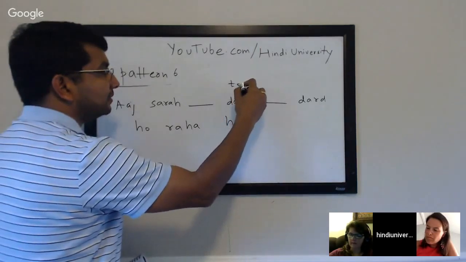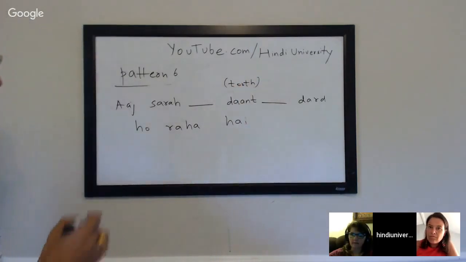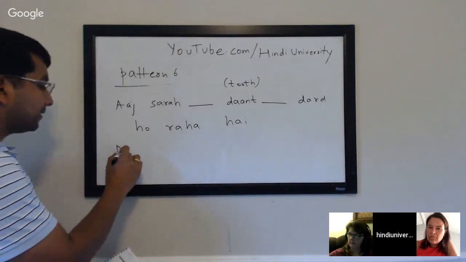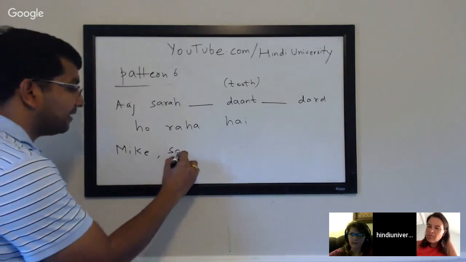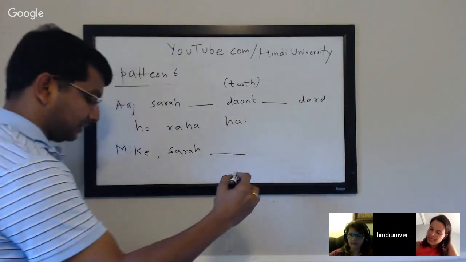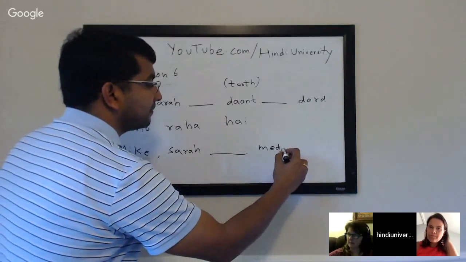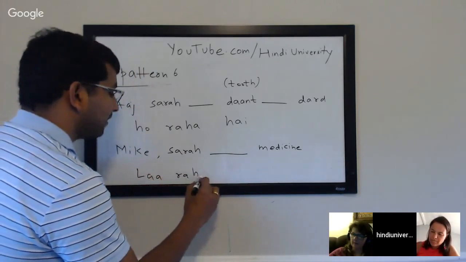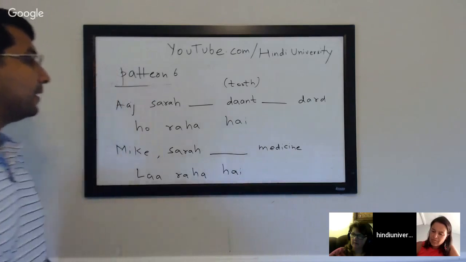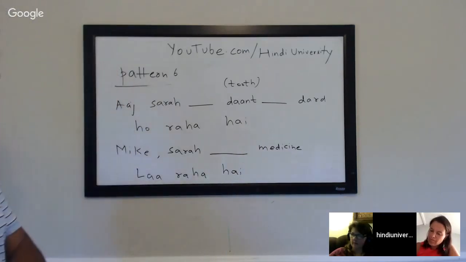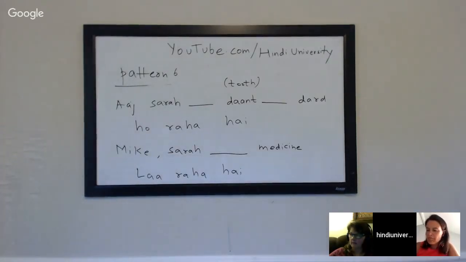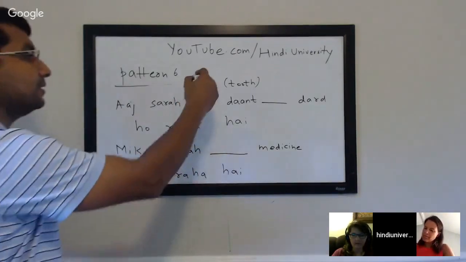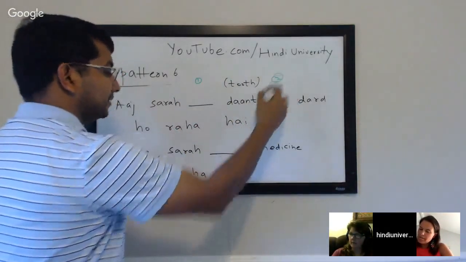दांत is nothing but a tooth. Sarah is having a toothache, and Mike, Sarah के लिए, medicine ला रहा है. Sarah is having a toothache today, and Mike is getting medicine for Sarah. Let's see if you can figure it out. There are 3 postpositions that need to be answered here. First one, second one, and then the third one.